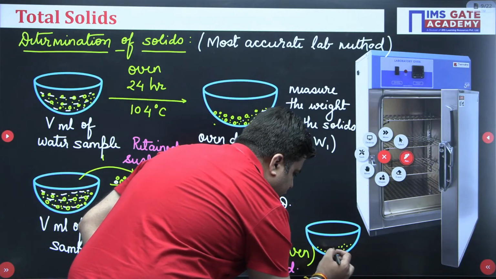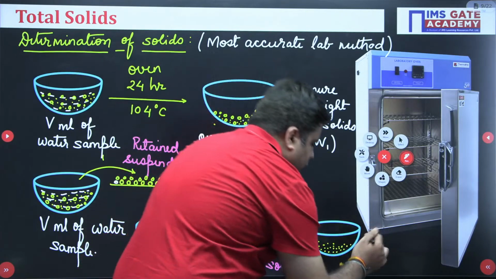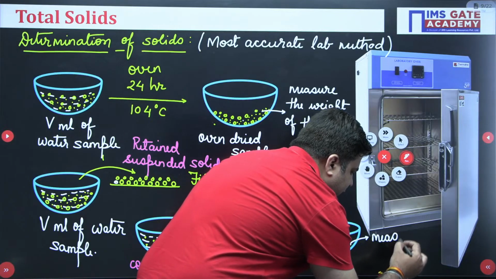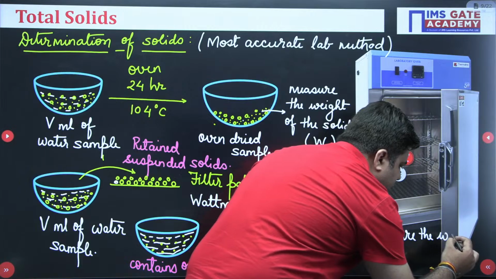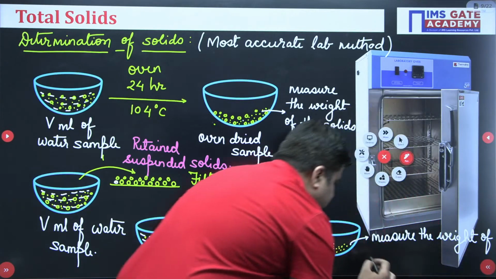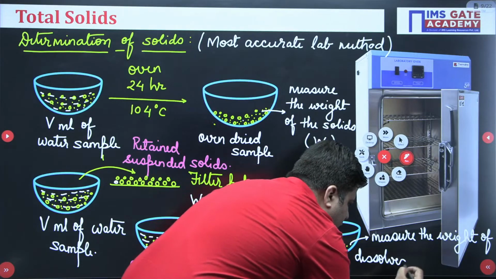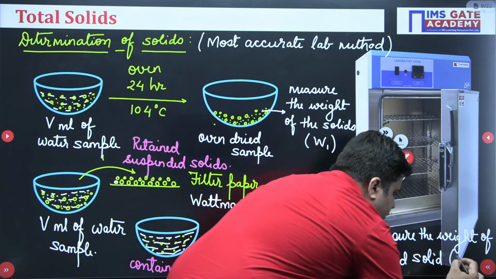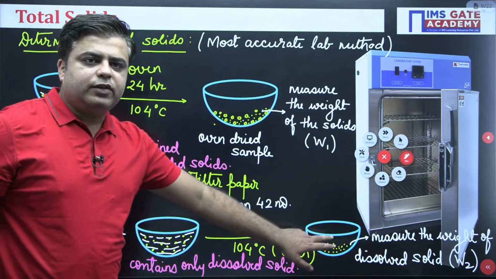Now what you are going to do is measure the weight of the dissolved solids, and this weight we say is W2, right? So you have measured the weight of the dissolved solids.